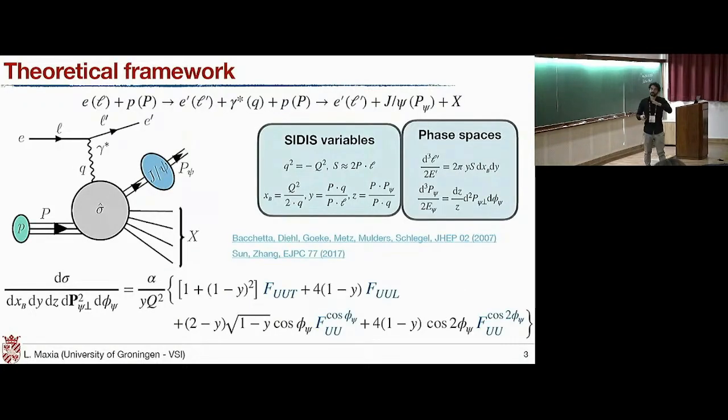So just to give you the theoretical framework, this is the process I'm looking at. I leave it here so everyone can see all the kinematics and momenta. In particular, I will do a somewhat simple discussion. So I will take only unpolarized objects in the initial state. In particular, I take into account only the azimuthal angle of the final J/psi. So the differential cross-section is described in such a way. You have four structure functions, two phi independent, F_UT and F_UL, and then you have two asymmetries, cos phi and cos 2 phi.